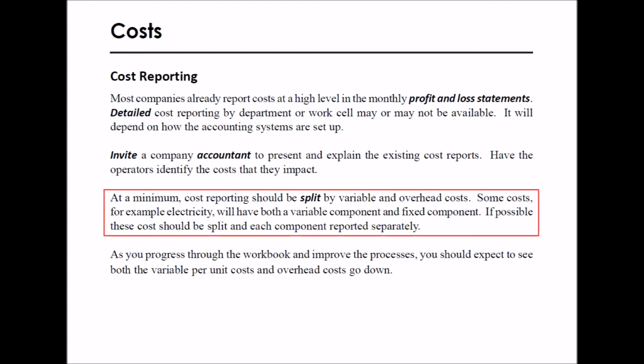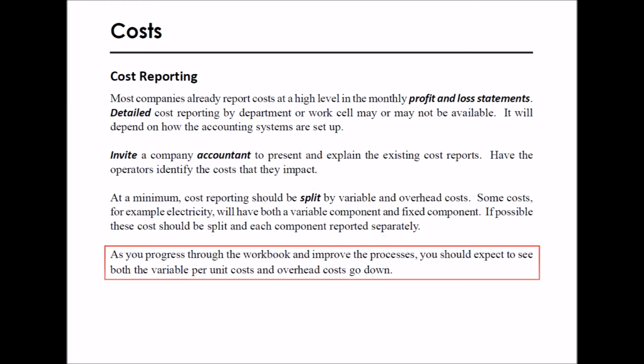At a minimum, cost reporting should be split by variable and overhead cost. Some costs, for example electricity, will have both a variable component and a fixed component. If possible, those costs should be split and each component reported separately, so the operators can see the component that they can impact. As you progress through the workbook and improve the processes, you should expect to see both the variable and overhead costs go down.